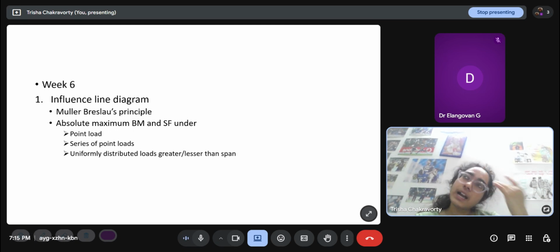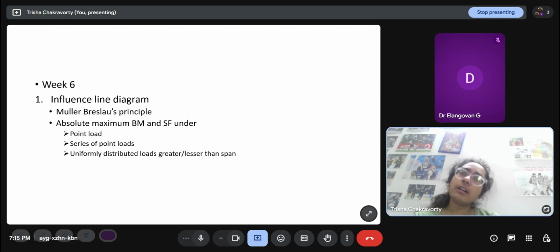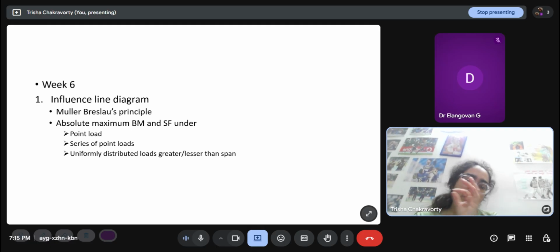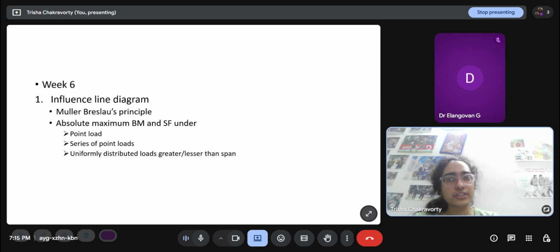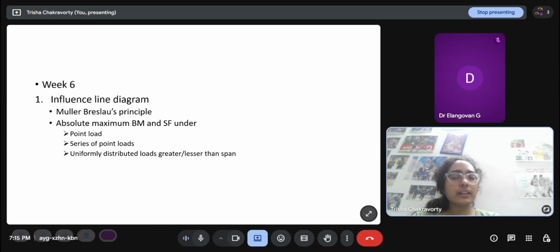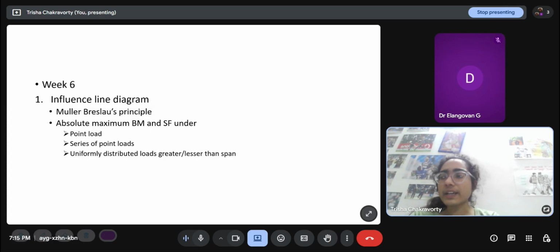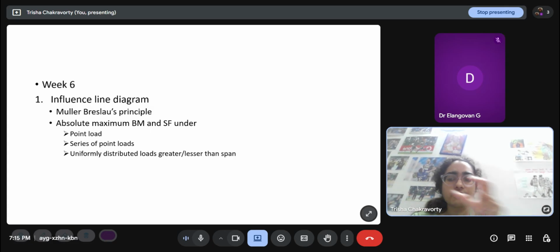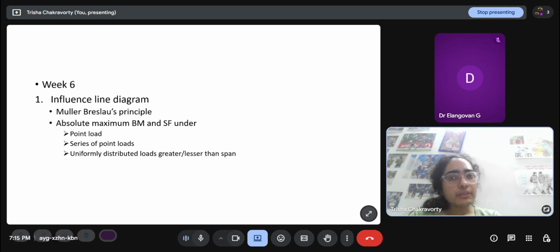ILD is technically defined as the variation along the length of a particular function, which could be the reaction or a shear force or a bending moment at a particular section, as a unit load moves along the length. But in reality, there won't be only unit loads. If there is a vehicle load, there will be three, four wheels with different loads moving along. So then we use the principle of linear superposition to find out the response.